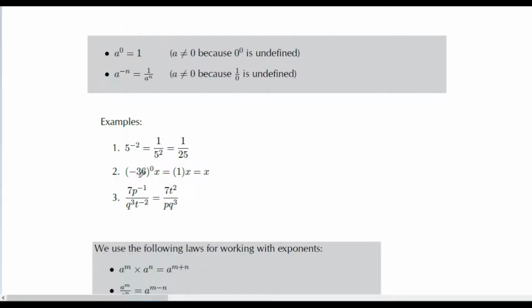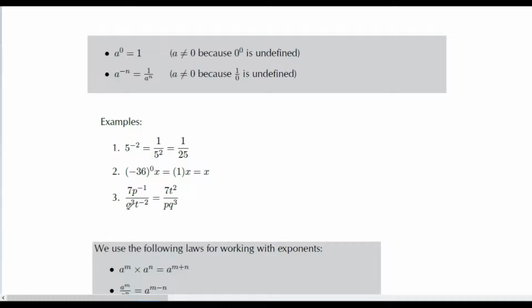Okay, so the second example is minus 36 to the power of 0 times x. From our first rule over there, we see that anything to the power of 0 besides 0 is 1. So then we have 1 multiplied by x, and we know that anything multiplied by 1 is the same thing. So we have 1 times x, which is just x.